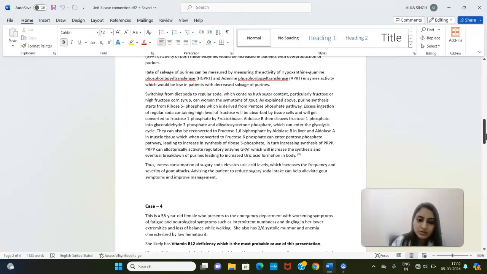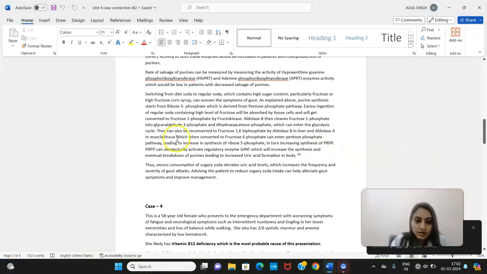Excess ingestion of regular soda containing a high level of fructose will be absorbed by the tissue cells and converted to fructose 1-phosphate by fructokinase. Aldolase B then cleaves fructose 1-phosphate into glyceraldehyde 3-phosphate and dihydroxyacetone phosphate, which can enter the glycolysis cycle. They can also be reconverted to fructose 1,6-bisphosphate by aldolase B in the liver and aldolase A in muscle tissue, which, when converted to fructose 6-phosphate, can enter the pentose phosphate pathway, leading to an increase in the synthesis of ribose 5-phosphate, in turn increasing synthesis of PRPP.